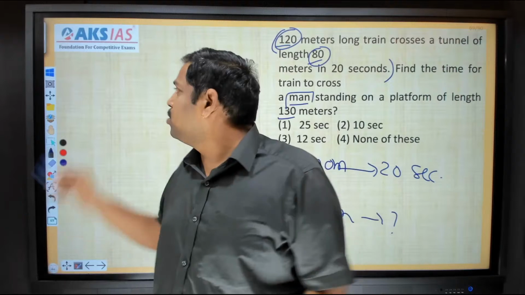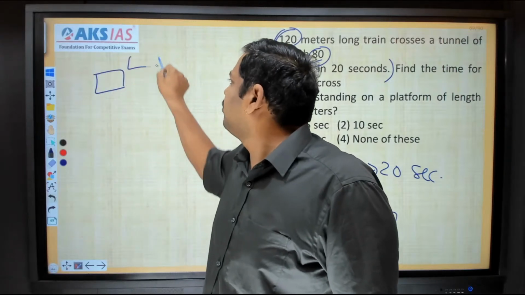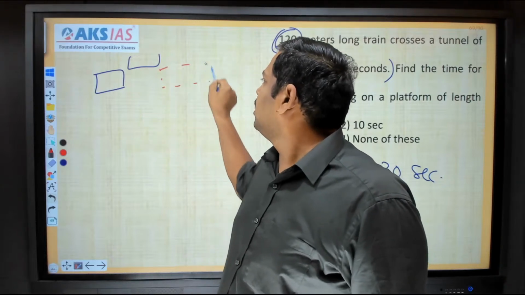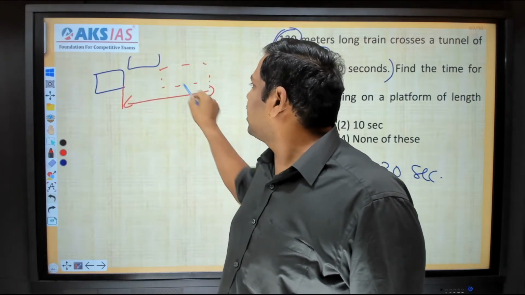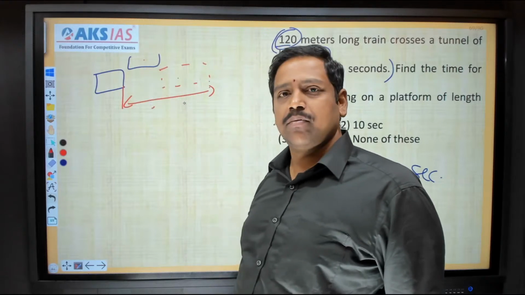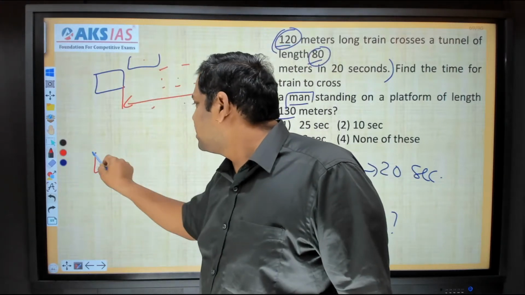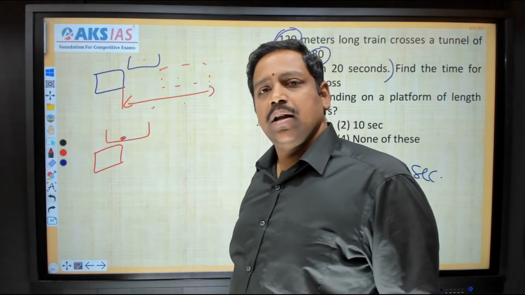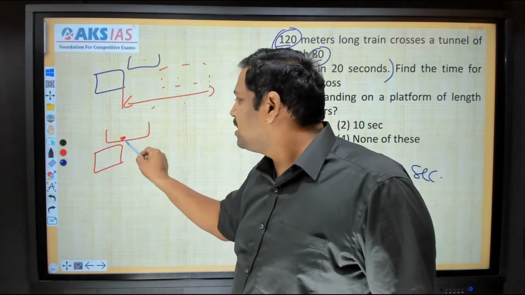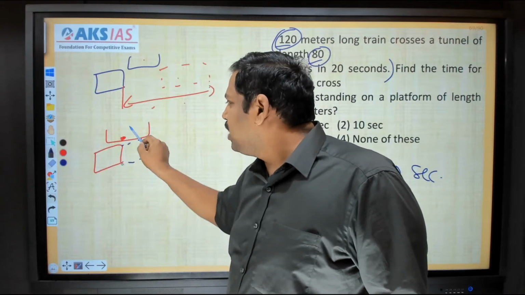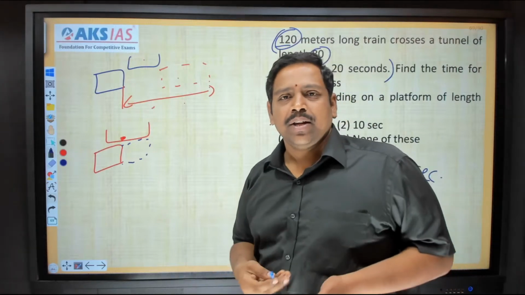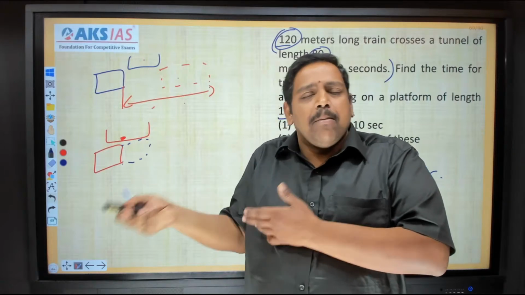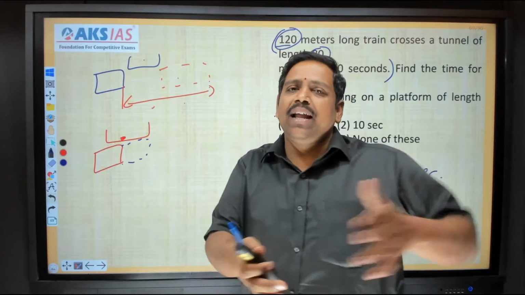Suppose this is the train, this is the platform. If it has to cross the entire platform, then the case is like this. That means we have to travel the length of the train and the length of the platform both. But suppose the man is here. If the train has to cross this man, then no need to think about the platform, because a train crossing a man means the man might be on a platform, might be in another train, might be on the road, might be at a level crossing, etc.